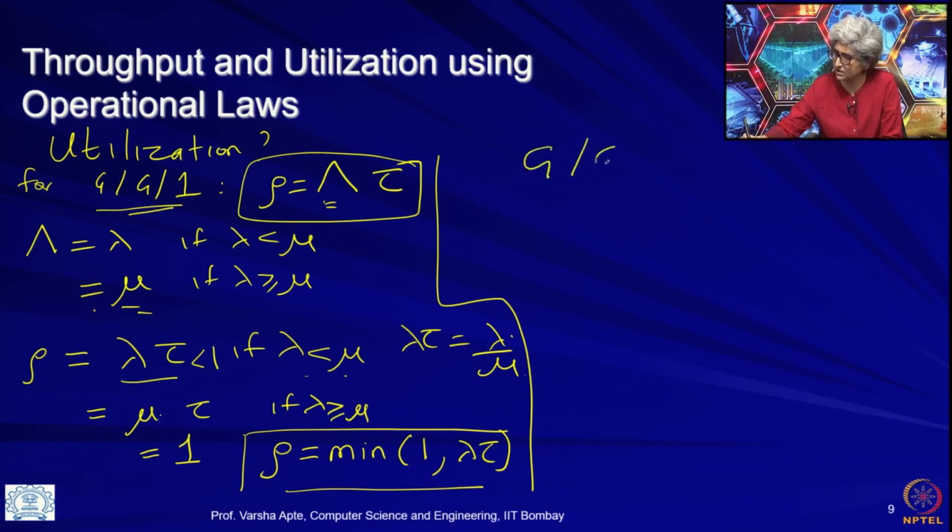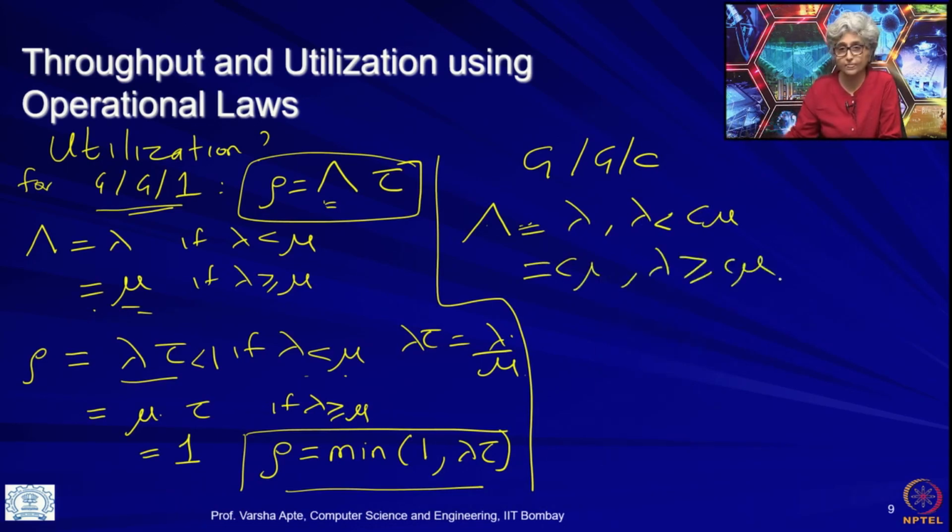Similarly, you can try for G/G/C. What happens with G/G/C? Same thing. Let us write the throughput first. Throughput is going to be lambda if lambda is less than C mu, and it is going to be C mu if lambda is greater than or equal to C mu. Now, rho equal to throughput multiplied by tau, the utilization law, was for just one server. So, we are going to go from one server to multiple servers by just simple intuition.